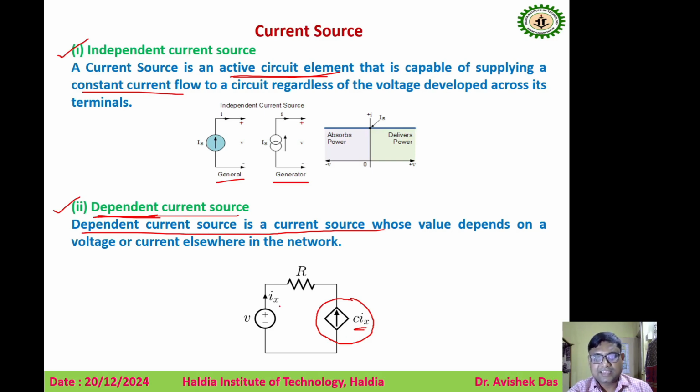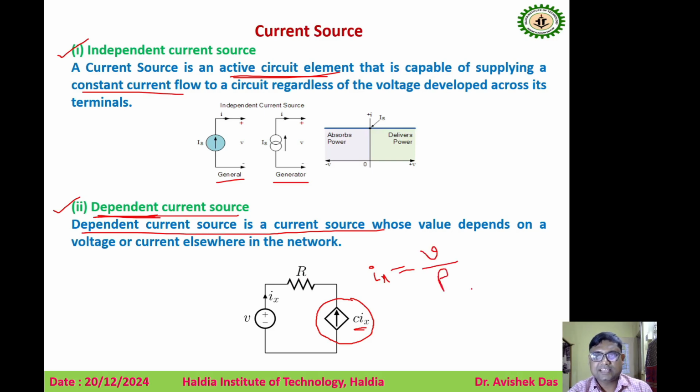Ix is given in the network. It is the current flowing in the network. So what is the value of Ix? For the network, if the voltage source value is V and the resistance value is R, then Ix will be equal to V by R, right?